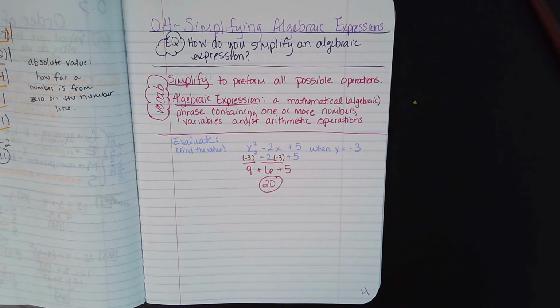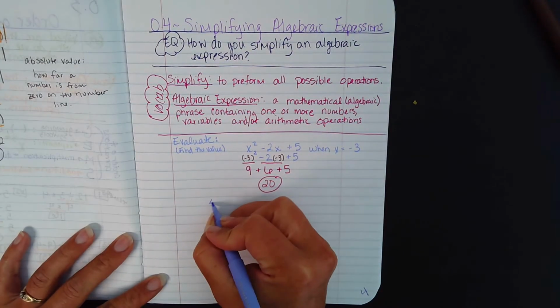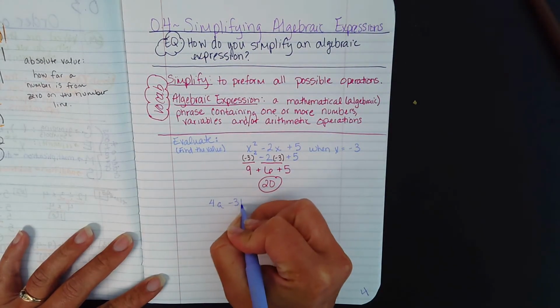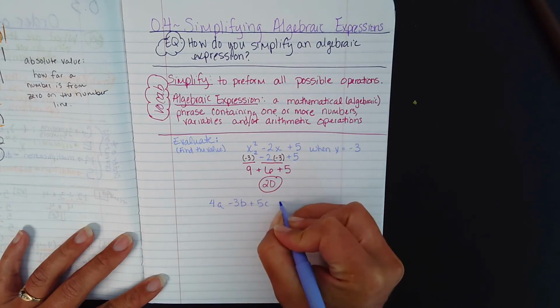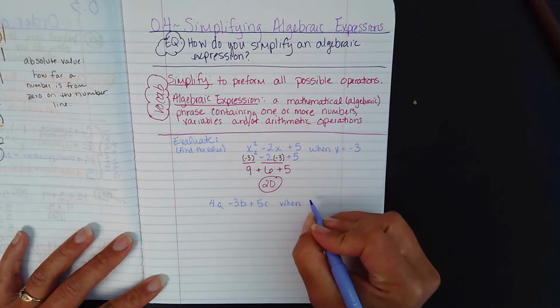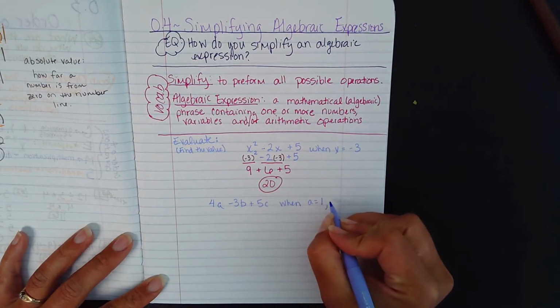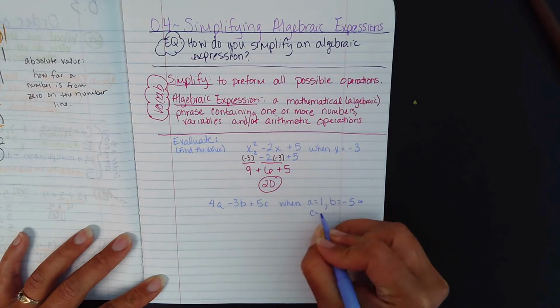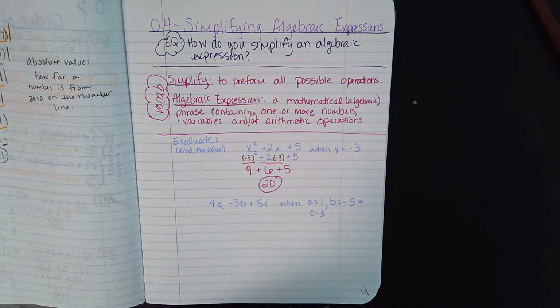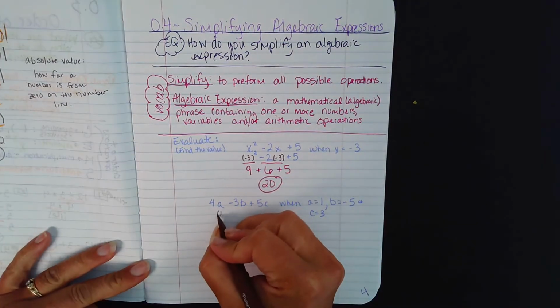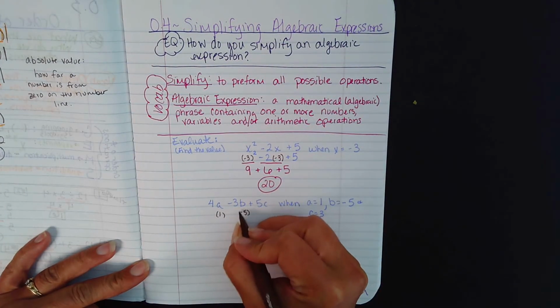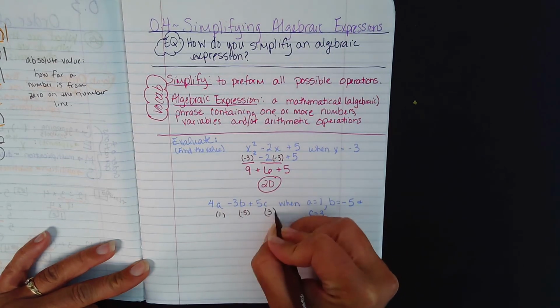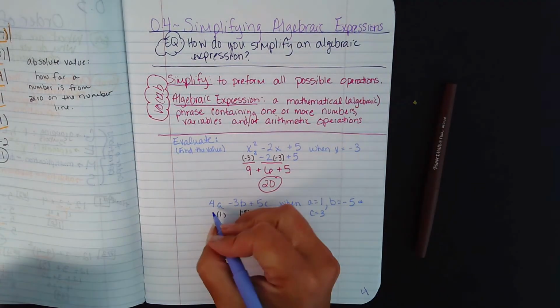And I could do the same exact thing if I had multiple variables and multiple values for those variables. So for example, if I had 4a minus 3b plus 5c, when a equals 1, b equals -5, and c equals 3. And from there, I can plug in a 1 for my a, a -5 for my b, a 3 for my c. Everything else stays the same.